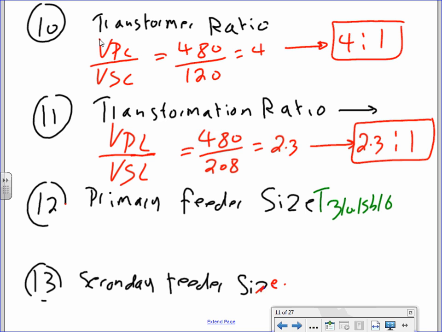Okay, primary feeder size. Let's go size the feeder. Shall we? Size the feeder. Are you guys good up to this point? Straightforward, the ratios? Yes, no? Too fast, Chad? Slow down? Too much coffee? Okay.